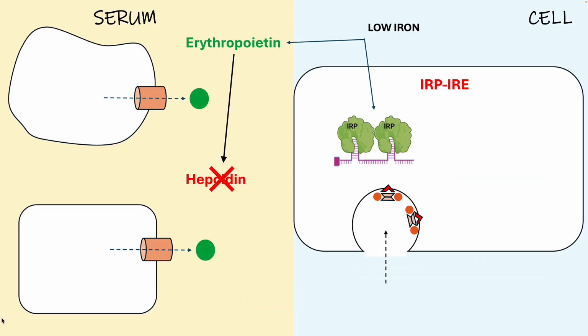In low iron states, erythropoietin is secreted, which via erythroferrone inhibits hepcidin production, and ferroportin is allowed to dump its iron into the bloodstream. The iron regulatory proteins are now attached to the iron responsive elements, resulting in upregulation of transferrin receptor to enhance influx of iron.